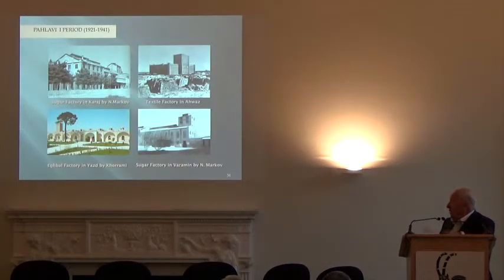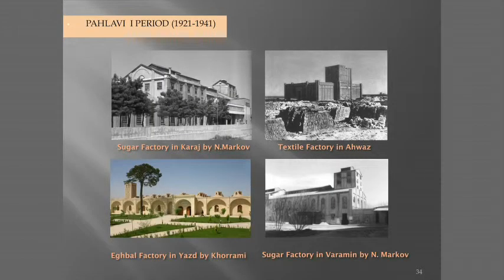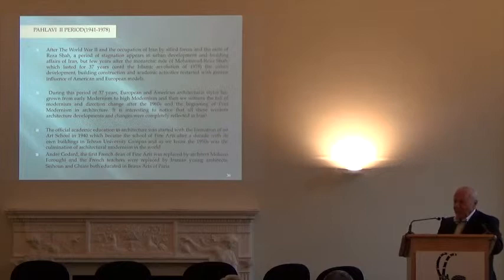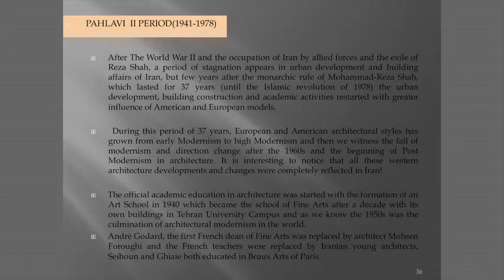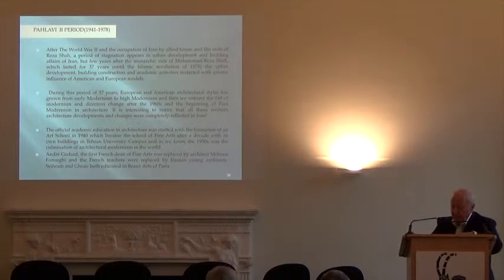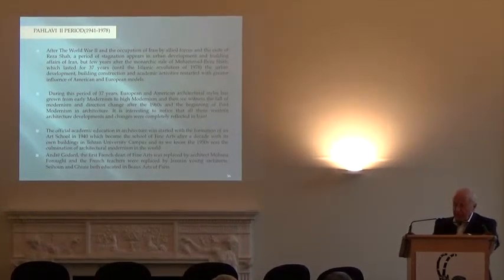And then we have some buildings built by Germans and some palaces. I'm going a little bit faster because I need to focus more on our present architecture. This is after World War II and the occupation of Iran by Allied forces and the exile of Reza Shah, when a period of stagnation appears in urban development and building affairs of Iran. But a few years after, during the monarchic rule of Mohammad Reza Shah, which lasted for 37 years until the Islamic Revolution, the urban development, building construction, and academic activities restarted with greater influence of American and European models.